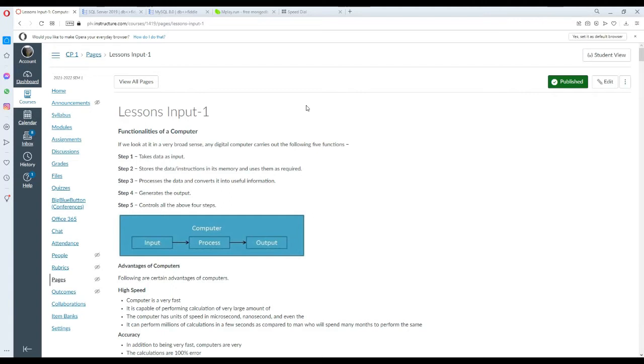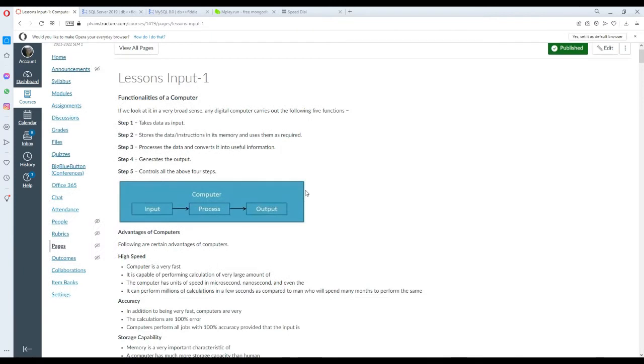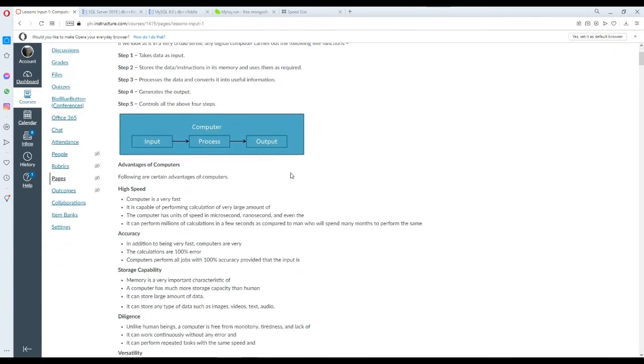So first, what are the functionalities of a computer? A computer takes data as input, stores the data in its memory and uses them as required. It processes the data and converts it into useful information. It generates the output as well as controls all the above four steps. So this is the diagram that we have for a computer. It accepts input, it processes the input, and it generates an output.